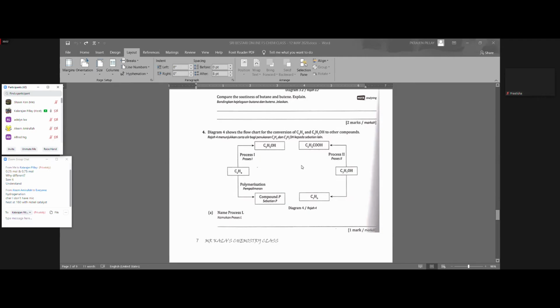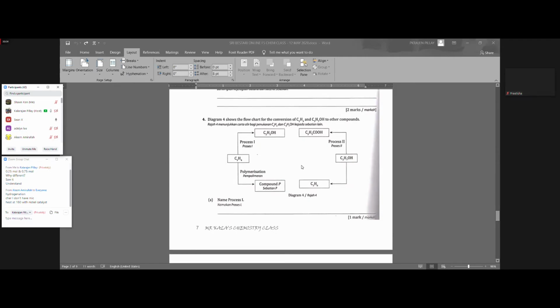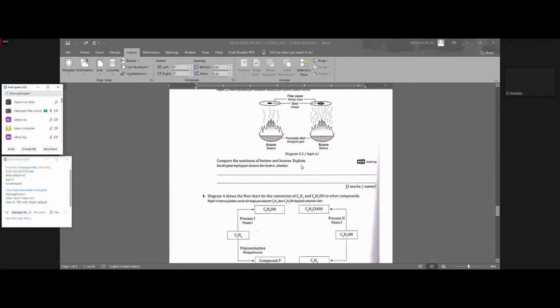Okay, another flow chart. Teacher, what's the explanation of it? Put down, we have already calculated. So put down butene produces. They say compare the sootiness, I mean which is more smoky flame. So put down butene produces a more smoky flame than butane. That's 1 mark. They ask you to explain. So butene, E-N-E, produces a more smoky, S-M-O-K-Y, smoky flame, berjelaga they call it, than butane.